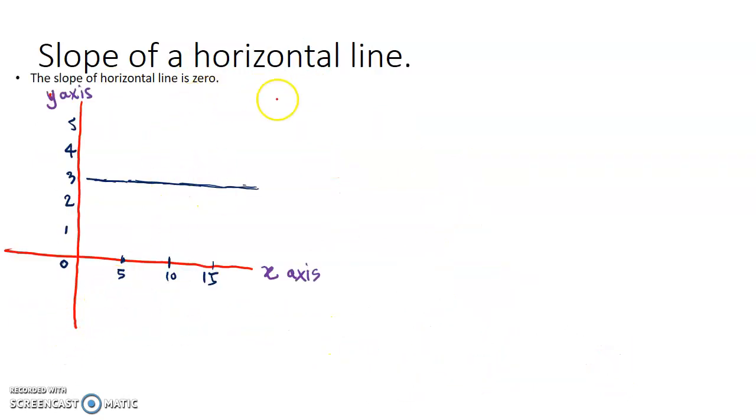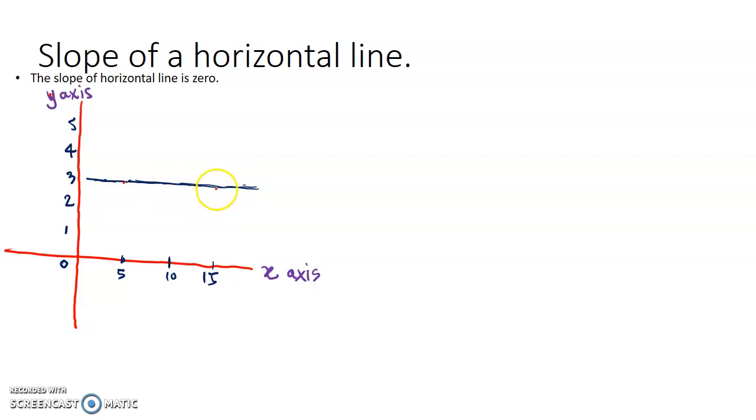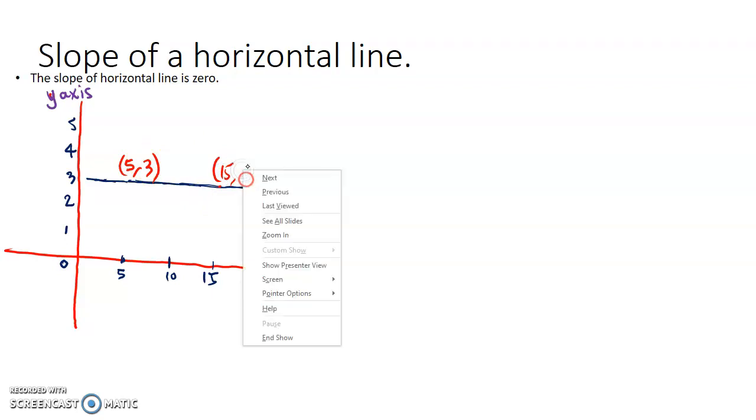A quick one on the slope of a horizontal line. Now, the horizontal line is that line that is parallel to the x-axis, as you can see here. In like manner, let us take any 2 points on this horizontal line. I can decide to take this point here and also this point here. And at this point, when x is 5, the value of my y is 3. That is, y1 is 3. And also when x is 15, my y is also 3.